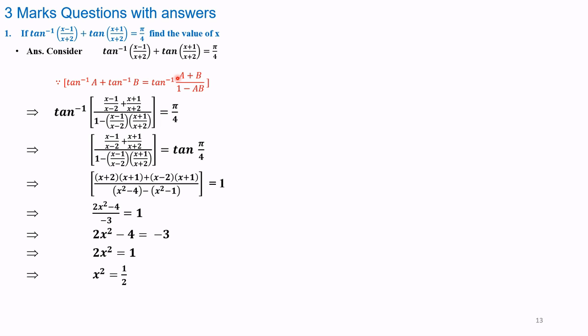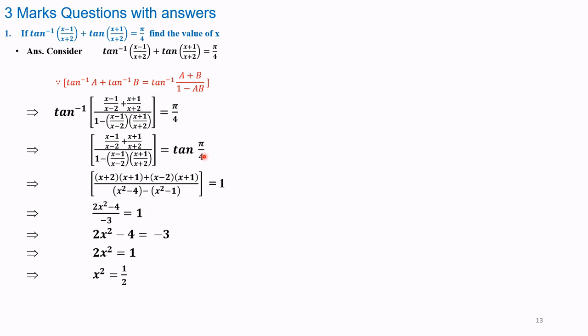Therefore, it is A, x minus 1 divided by x plus 2, plus B, x plus 1 divided by x plus 2, divided by 1 minus A into B, x minus 1 divided by x plus 2 into x plus 1 divided by x plus 2, and the right hand side as it is. The next step is to simplify by taking LCM for both numerator and denominator. So by substituting we get x plus 2 into x plus 1 into x minus 2 into x plus 1 divided by x square minus 4 minus of x square minus 1. So simplifying we get 2x square minus 4 divided by minus 3.